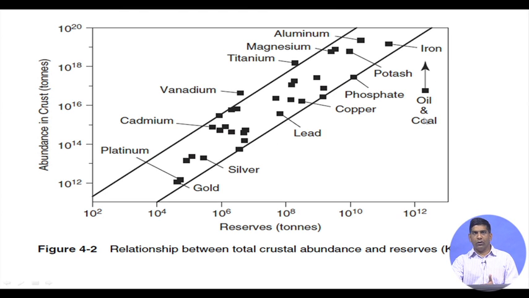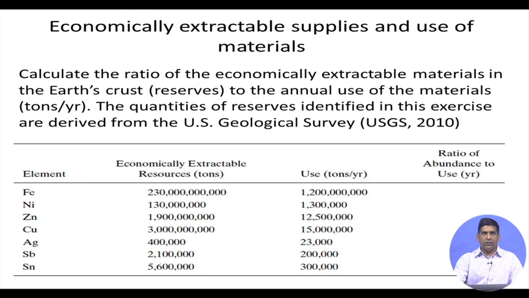Oil and coal are also over there, which are actually outside of this particular graph. So that gives you an idea about the total crust abundance as well as the reserves which are present, which was put together by Kessler in 1994, and we still use that.